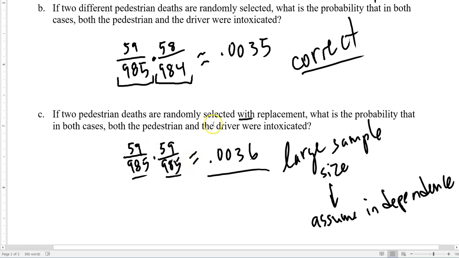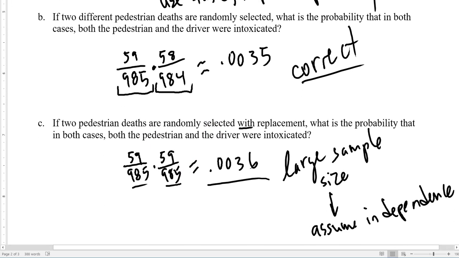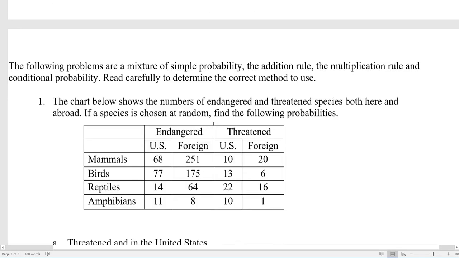So let's see how that builds, because this is going to build in previous ones. Like I said, I would be fine if you did this question either of these ways. The first one implies we kept the person, so I would change the numbers. But if I just said, what's the probability if I chose two pedestrian deaths, either of these would be fine, because it's a large enough sample size that we really have independence, where that one person doesn't make that significant of a difference.